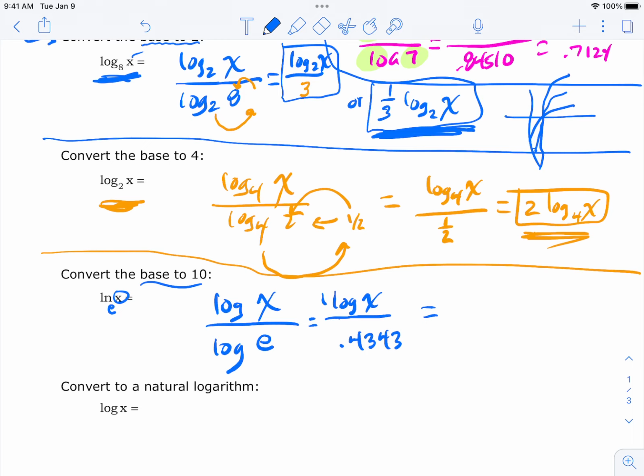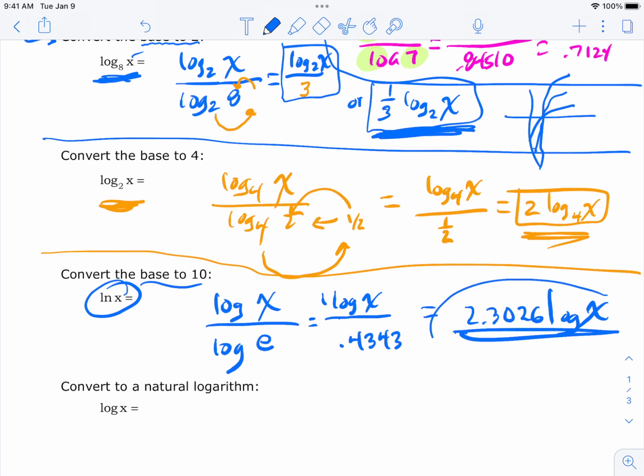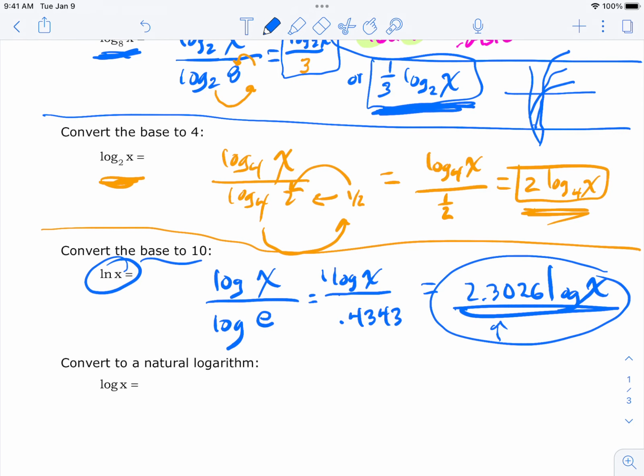So 1 divided by that, if I make this into a multiplier, is 2.303 or 2.3026, depending how you want to round it. I'll say 2.3026 times the common log of x. The natural log of x is the same as 2.303 times the common log of x. Natural log and common log are multiples of each other, basically. One is 2.3 times the other.